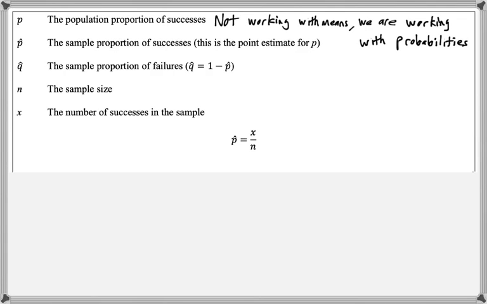Q hat is the sample proportion of failures, and Q hat is equal to 1 minus P hat. And this is because all of the probabilities for a given scenario have to add up to be 1. N is the sample size, and X is the number of successes in the sample. So P hat is equal to X over N.